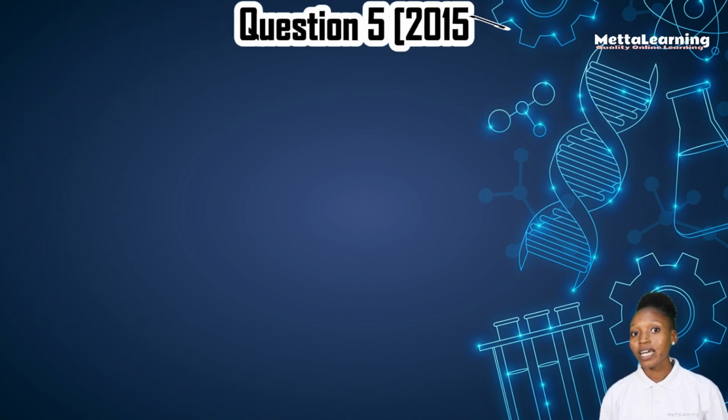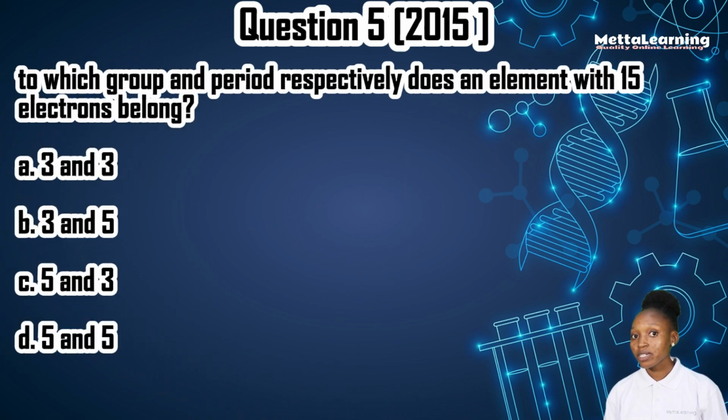Another one, year 2015, question 40. To which group and period, respectively, does an element with 15 electrons belong? A. 3 and 3, B. 3 and 5, C. 5 and 3, and D. 5 and 5. The question is asking you to identify the group and period of an element with 15 electrons.